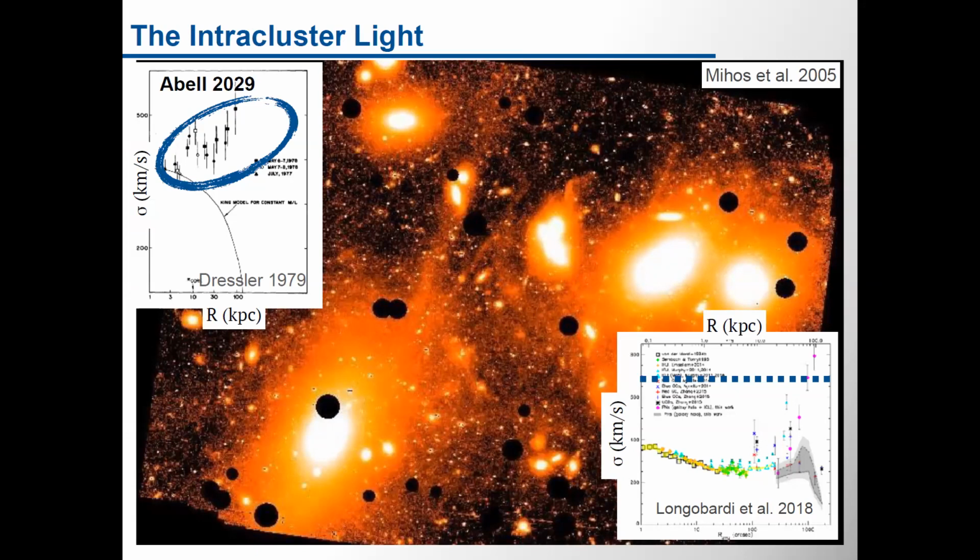Whenever it's possible, when we take spectra or when we use tracers of the kinematics of this light, like globular clusters or planetary nebulae, we can see that the velocity dispersion increases with radius until it reaches the velocity dispersion of the galaxies in the cluster. So basically, we can say that the intracluster light is stars that do not belong to any particular galaxy in the cluster, but float around following the potential of the cluster.